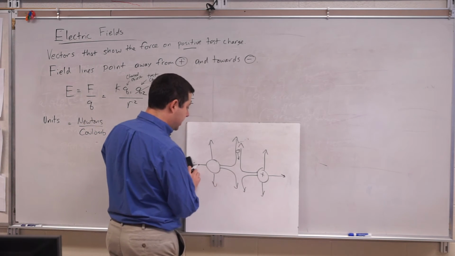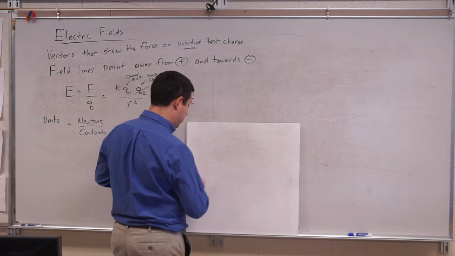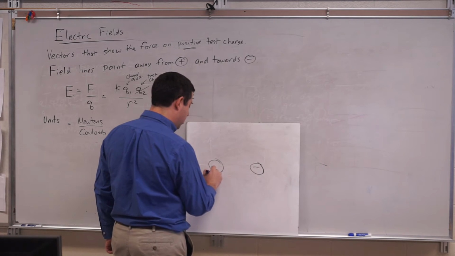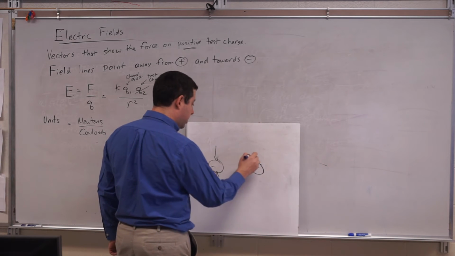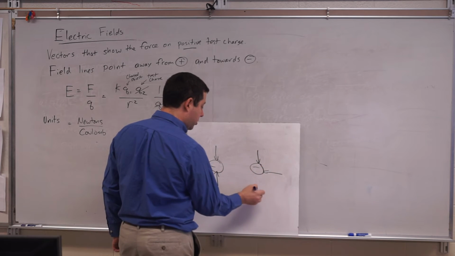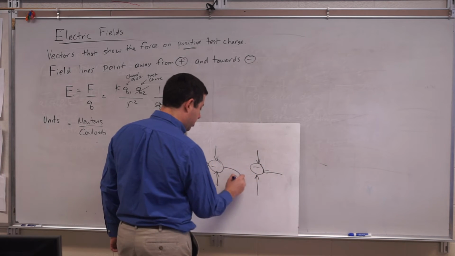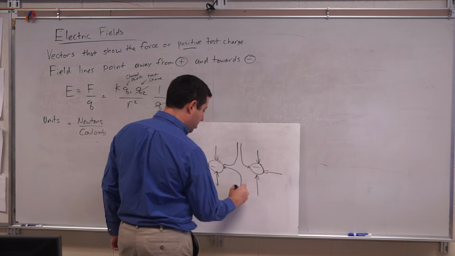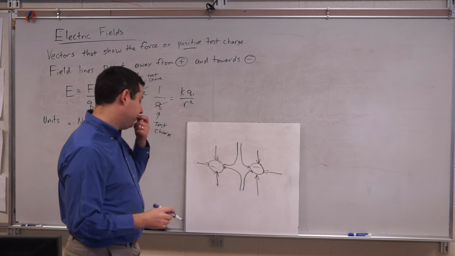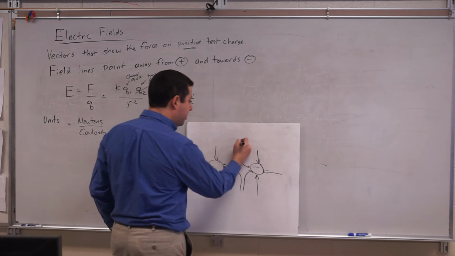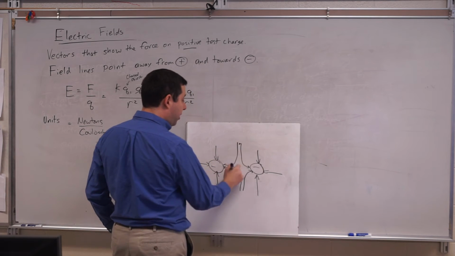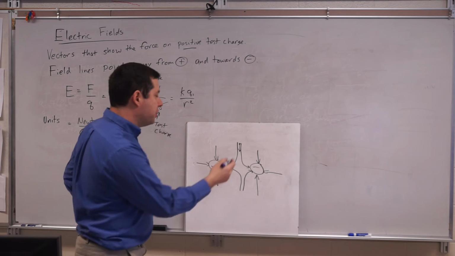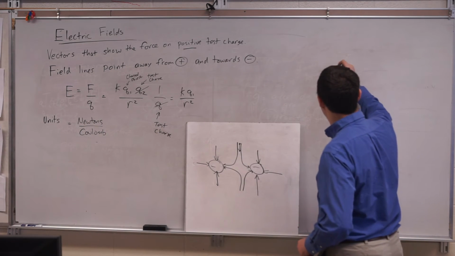If we take two negatives instead, negative, negative, looks a lot like the last one. So I'm pointing towards it. So you put your positive test charge here, and you follow the field lines, the positive test charge feels a downward force.